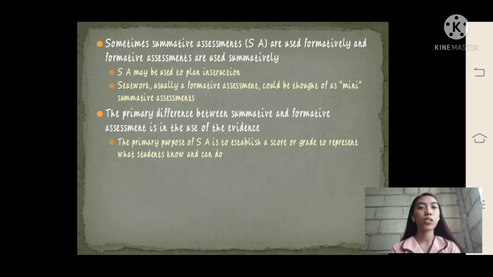Sometimes, summative assessments or SA are used formatively and formative assessments are used summatively. Summative assessments may be used to plan instructions. Seat work, usually a formative assessment, could be true of mini summative assessments. The primary difference between summative assessment and formative assessment is in the use of evidence. The primary purpose of summative assessment is to establish a score or grade to represent what students know and can do.